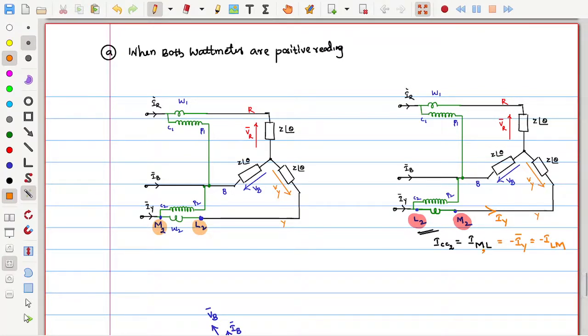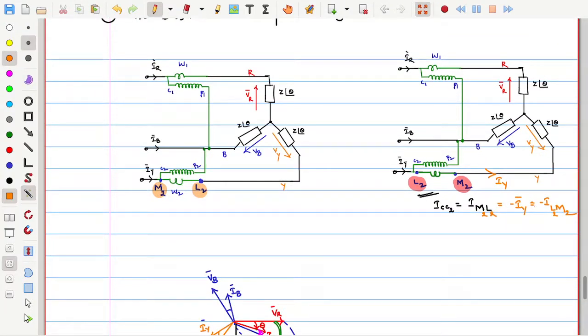Got my point? This is M to L2, of course, M to L2. L2 means L2 terminal. Usually, for a wattmeter, current should flow from M to L. That is what the positive direction. If somebody is flowing opposite to that, that is negative current read by that person. That's all. When I reverse that, current is flowing from L to M, so I can say L to M as minus IML. That is what I am reading here as a negative current.